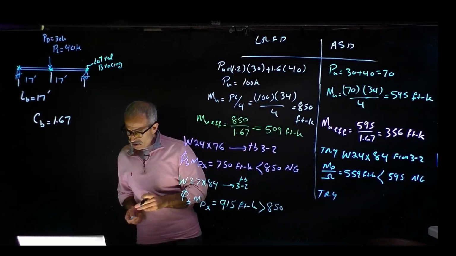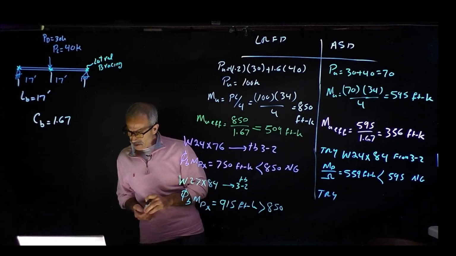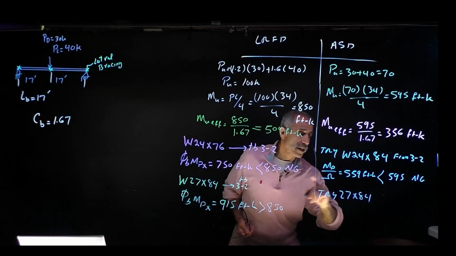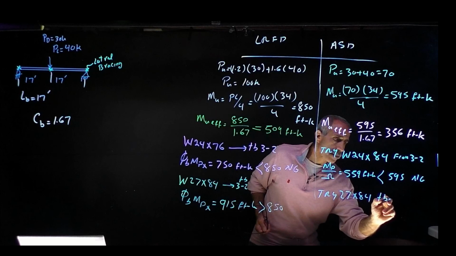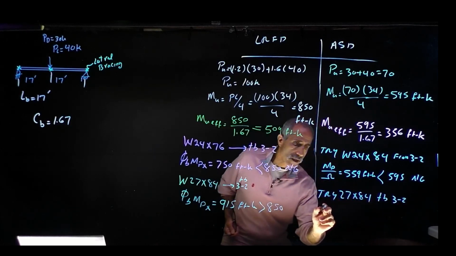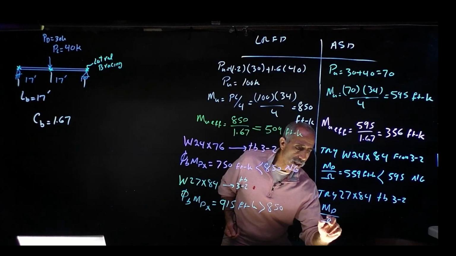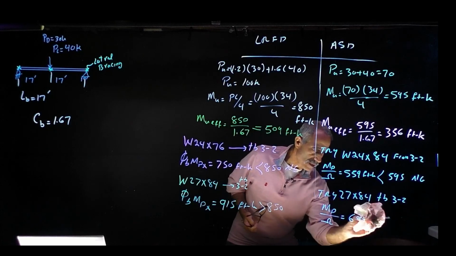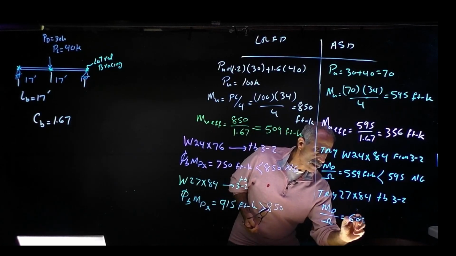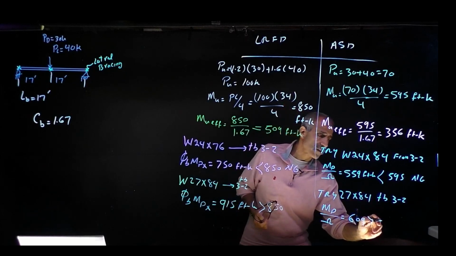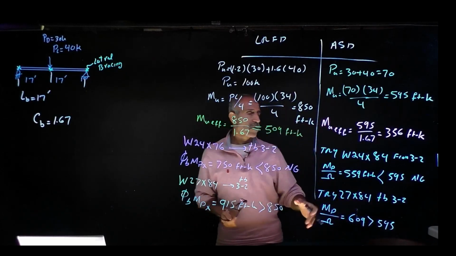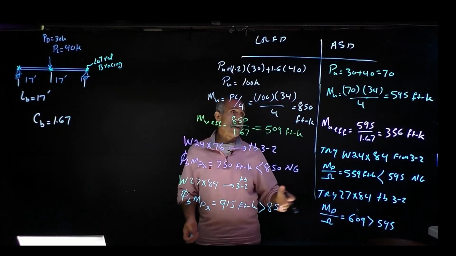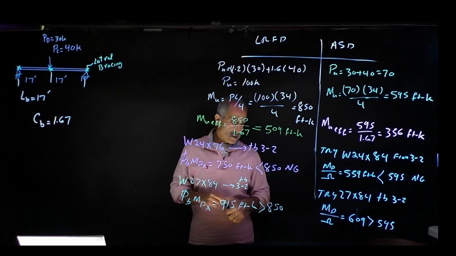So let's take 27 by 84 and see if that comes out. 27 by 84, and that's from Table 3-2. Our Mp divided by omega comes out to 669, and that's bigger than 595. It's kind of close. You can even pick another bigger size so your margin is a little bit bigger, depending on how you design and how comfortable you are with your design. So this is basically how it's done.